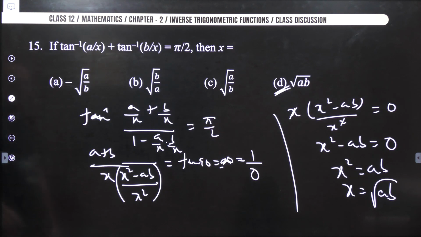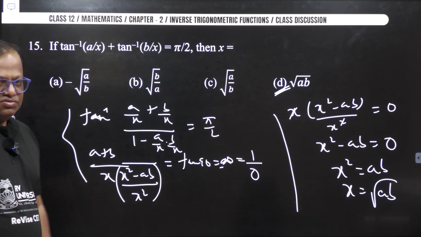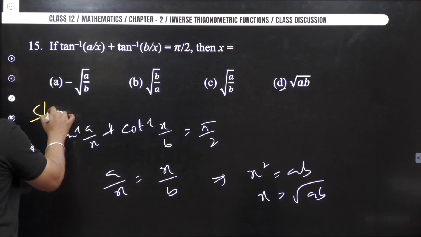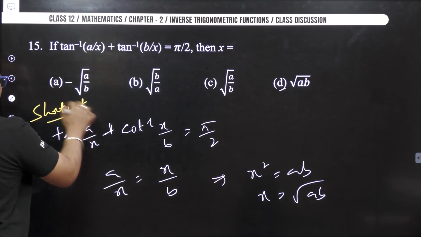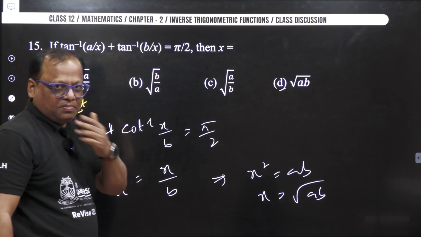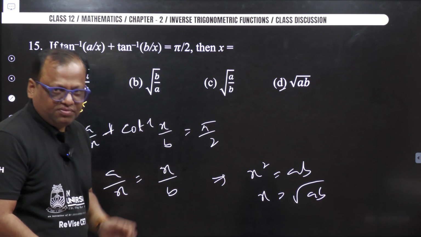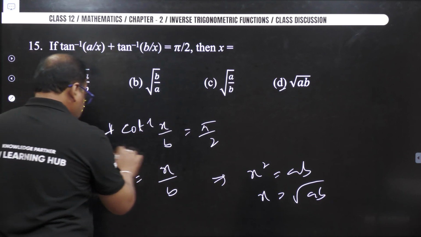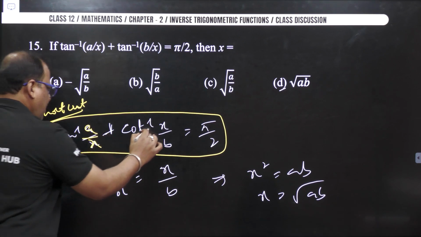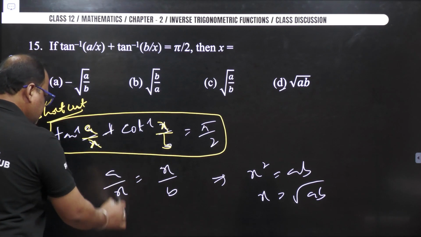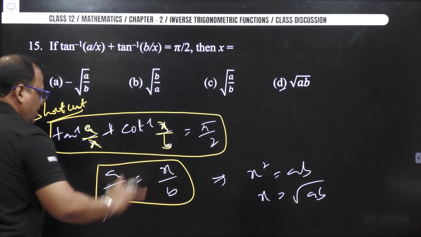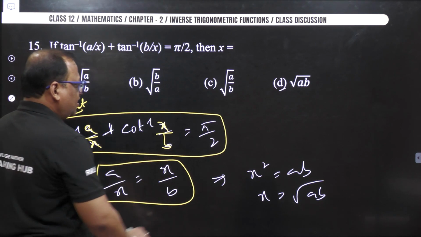Another easy method. So this was the lengthy method which I taught you. So here is one shortcut. The shortcut is, I can call this cot inverse of b by x by b, ulta, is equal to pi by 2. Now, for this property to exist, a by x must be equal to x by b. So this implies x square is equal to ab, x equal to square root of ab. So this shortcut also you can use.